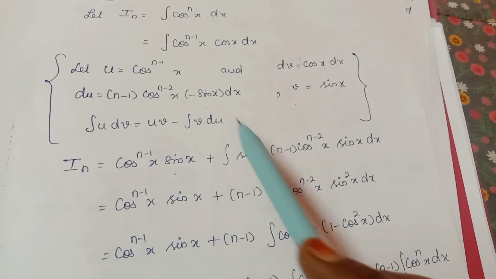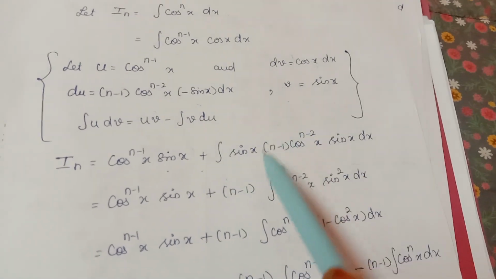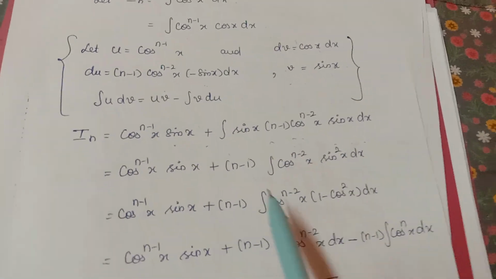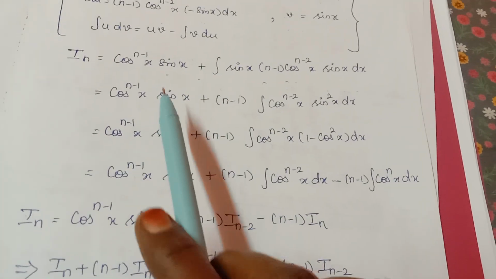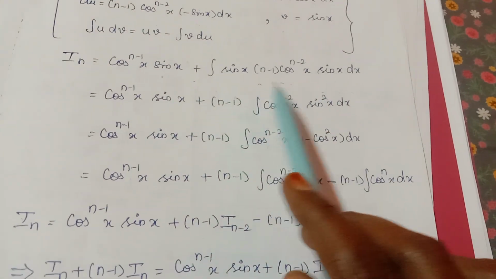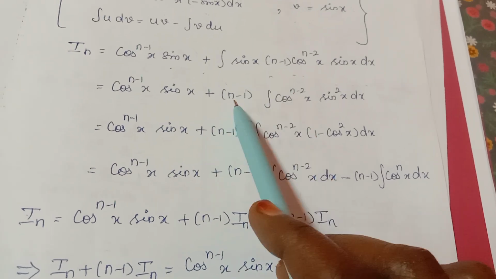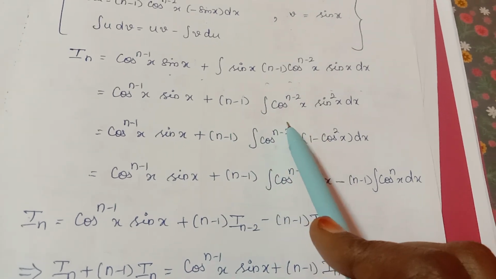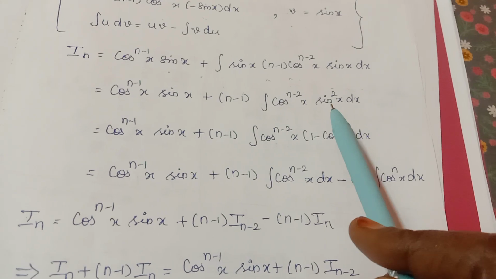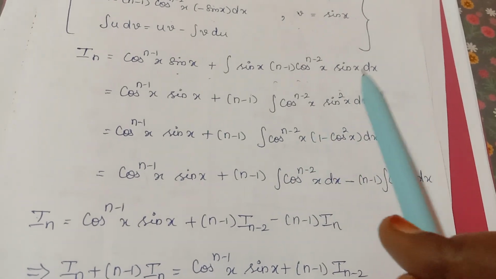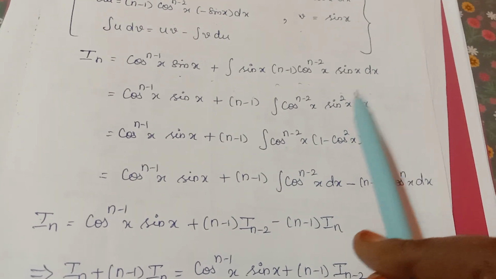Already here one minus is there, no? So it will be plus integral sin x into n minus 1 cos power n minus 2x into sin x dx. So the first term is going to be the same throughout the simplification. Let me concentrate only on this integral. As before the previous result, keep n minus 1 outside. This is cos power n minus 2 and this is sin square x. So at every step you should concentrate only on reducing the power of cos. Don't bring any other term inside the integral.